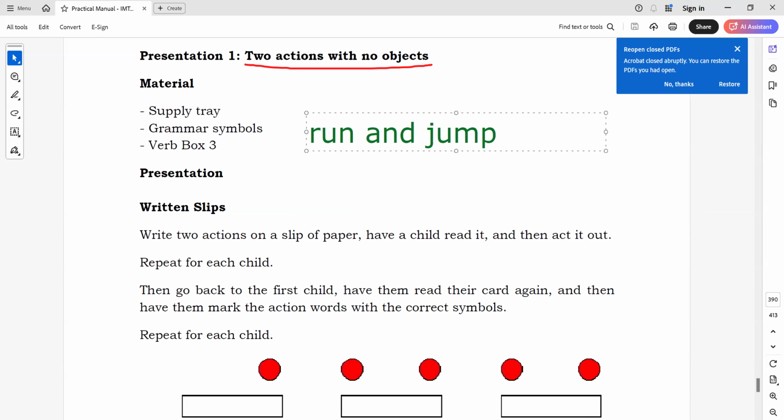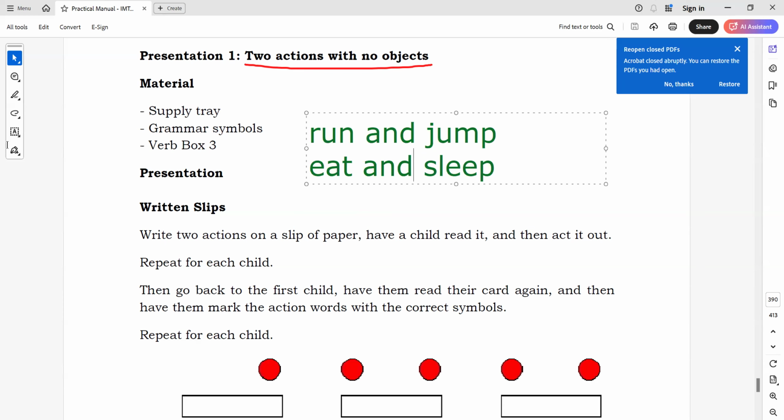Do I have an object? No, I don't have an object. Very good. Eat and drink. Eat and sleep. Okay, so what do we do here? How do I present these sentences to our children is what we have to be writing.